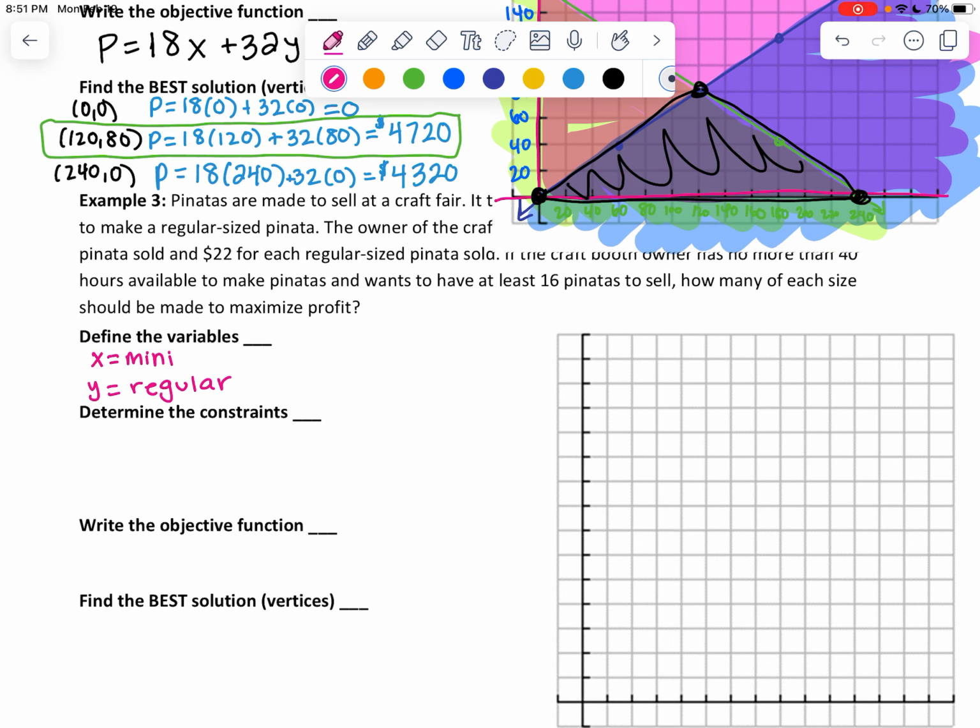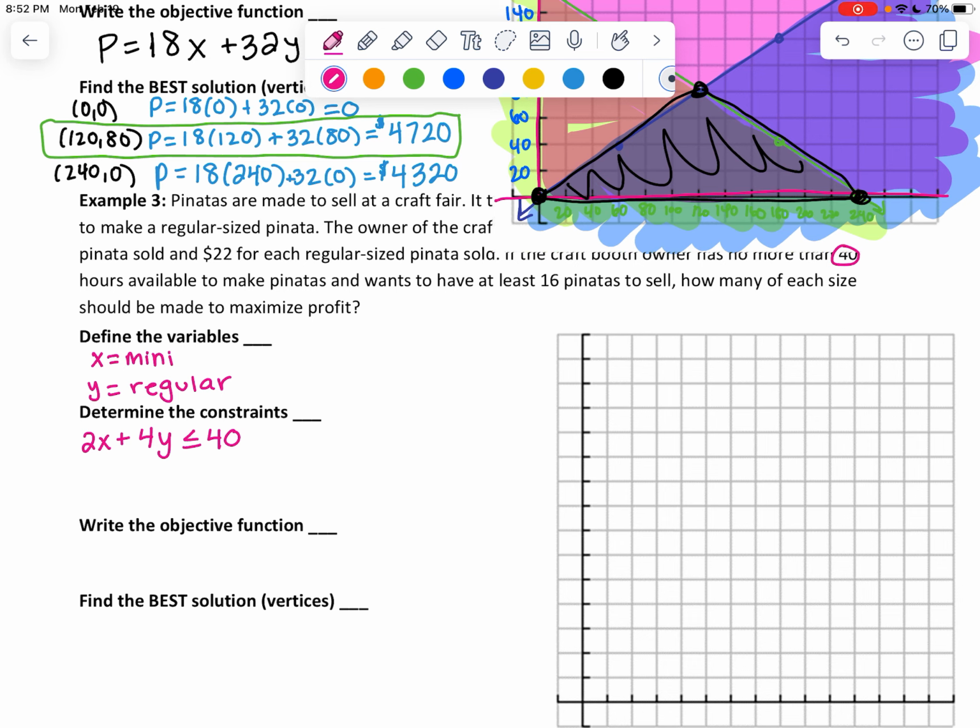All right, next we're going to determine the constraints. So the first constraint in the problem is that he has no more than 40 hours available to work. It takes him 2 hours to make a mini piñata, so 2 hours for every X, plus 4 hours to make a regular piñata, so 4Y. And he has no more than 40 hours, so this total must be less than or equal to 40.